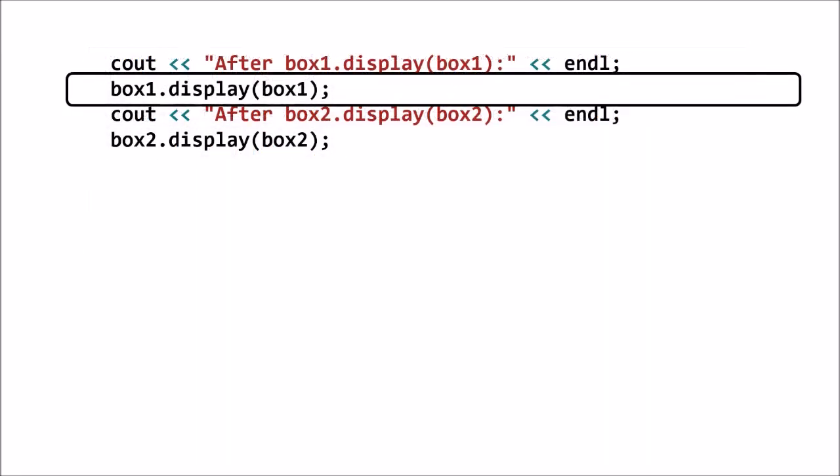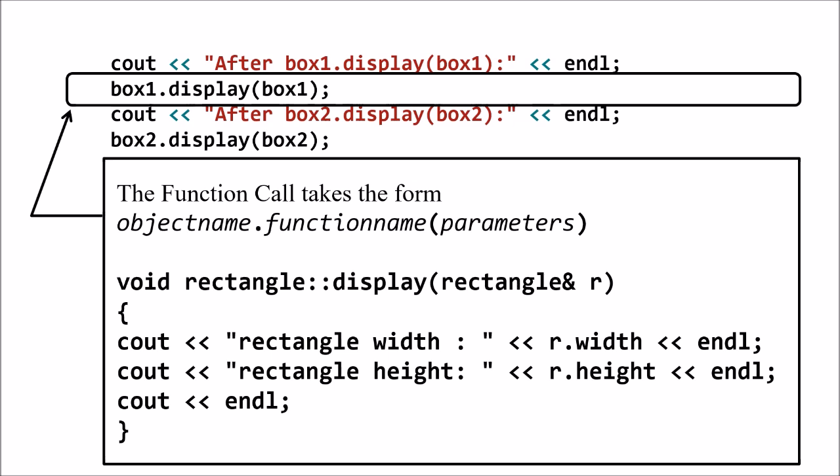The main function then makes a call to the display functions of the rectangle class. This function call takes the form of object name dot function name and then parameters inside the parentheses. In this case, the object name is box1, the function is the display function, and it does take a parameter. It takes a rectangle object, and it passes the parameter to the function by reference.